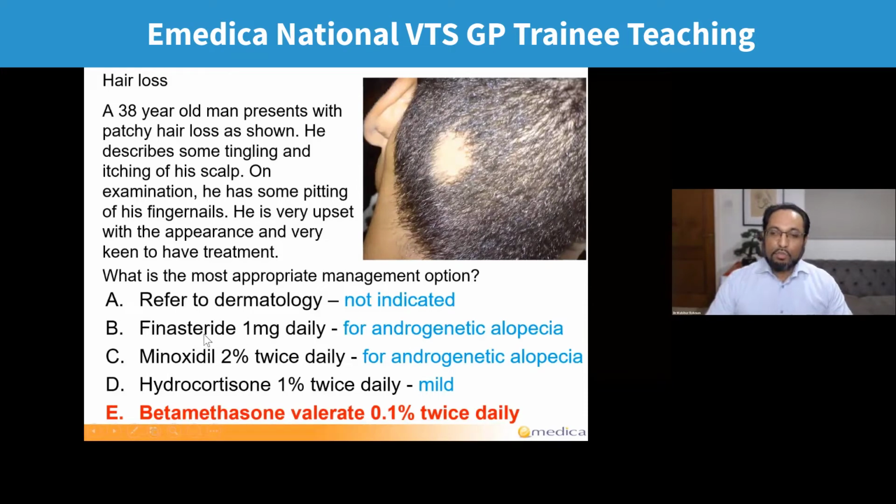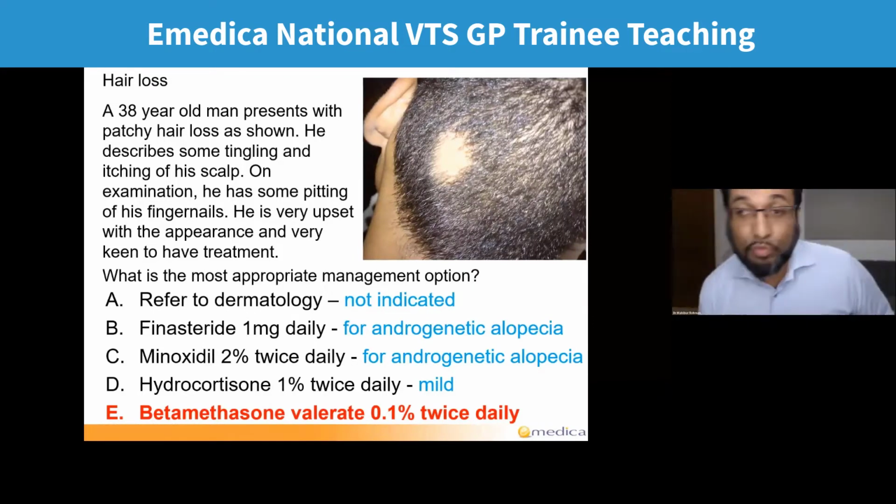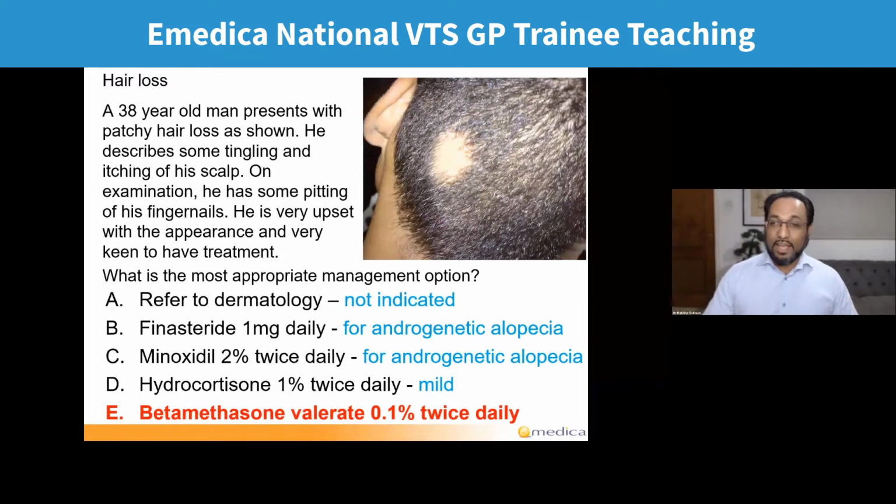Finasteride can be used for androgenetic alopecia in men only, and minoxidil can be used for androgenetic alopecia in women or in men. You can't use finasteride for women. Both minoxidil and finasteride are only available either privately, or you can buy minoxidil over the counter. Neither are available on an NHS prescription.